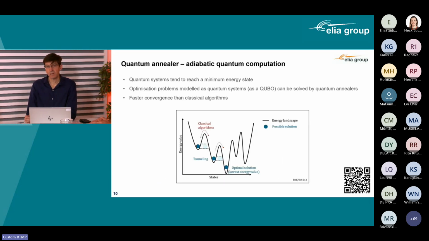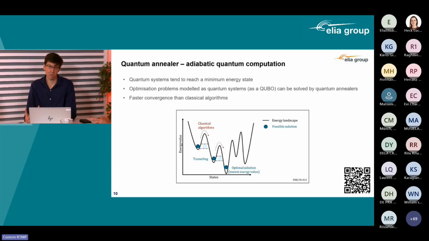The quantum annealers are somehow different. They cannot solve universal problems, but they are specific to optimization problems. They use a property of quantum physics, which is that quantum systems tend to go to the lowest energy state possible. So if you can model an optimization problem as a quantum system, then you can use a quantum annealer. And there is a way of doing that.